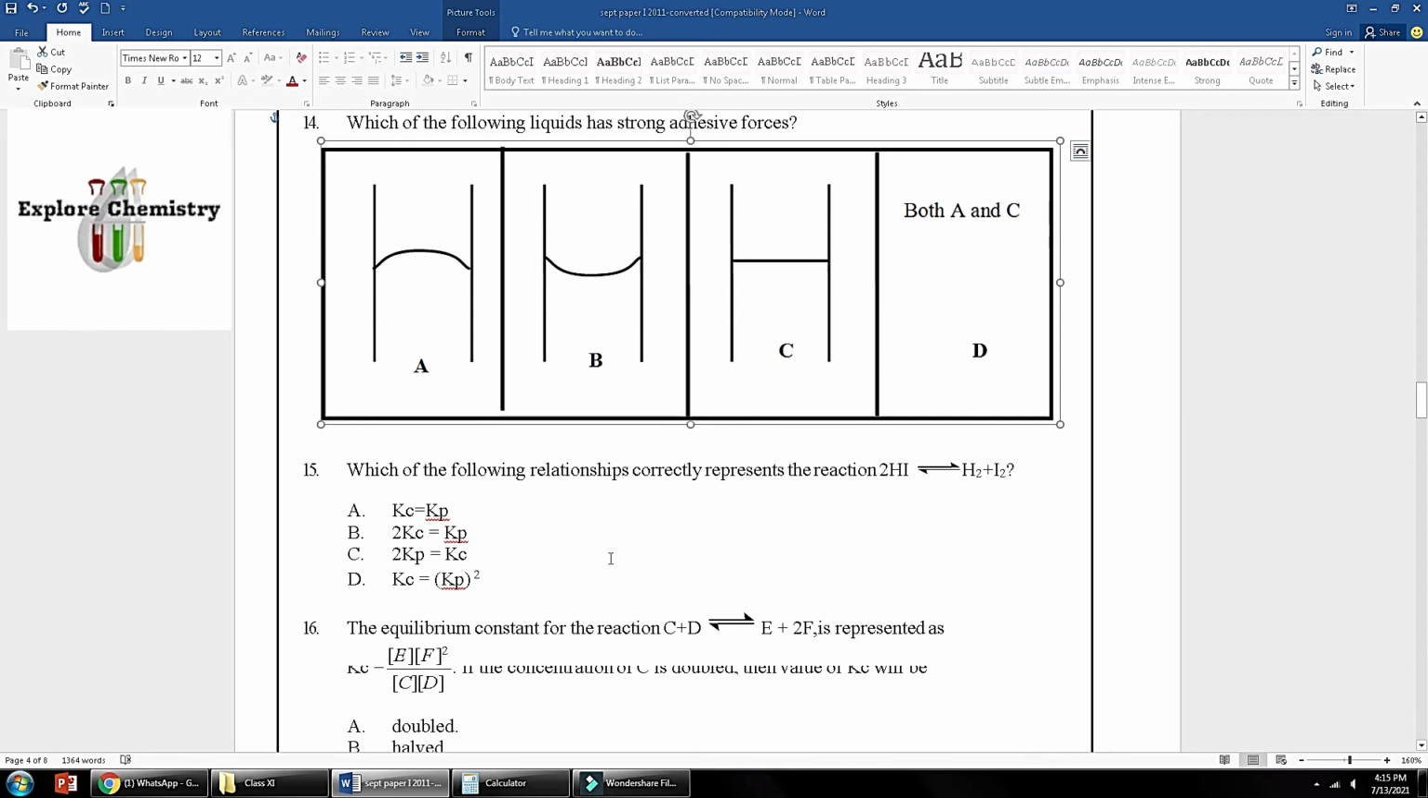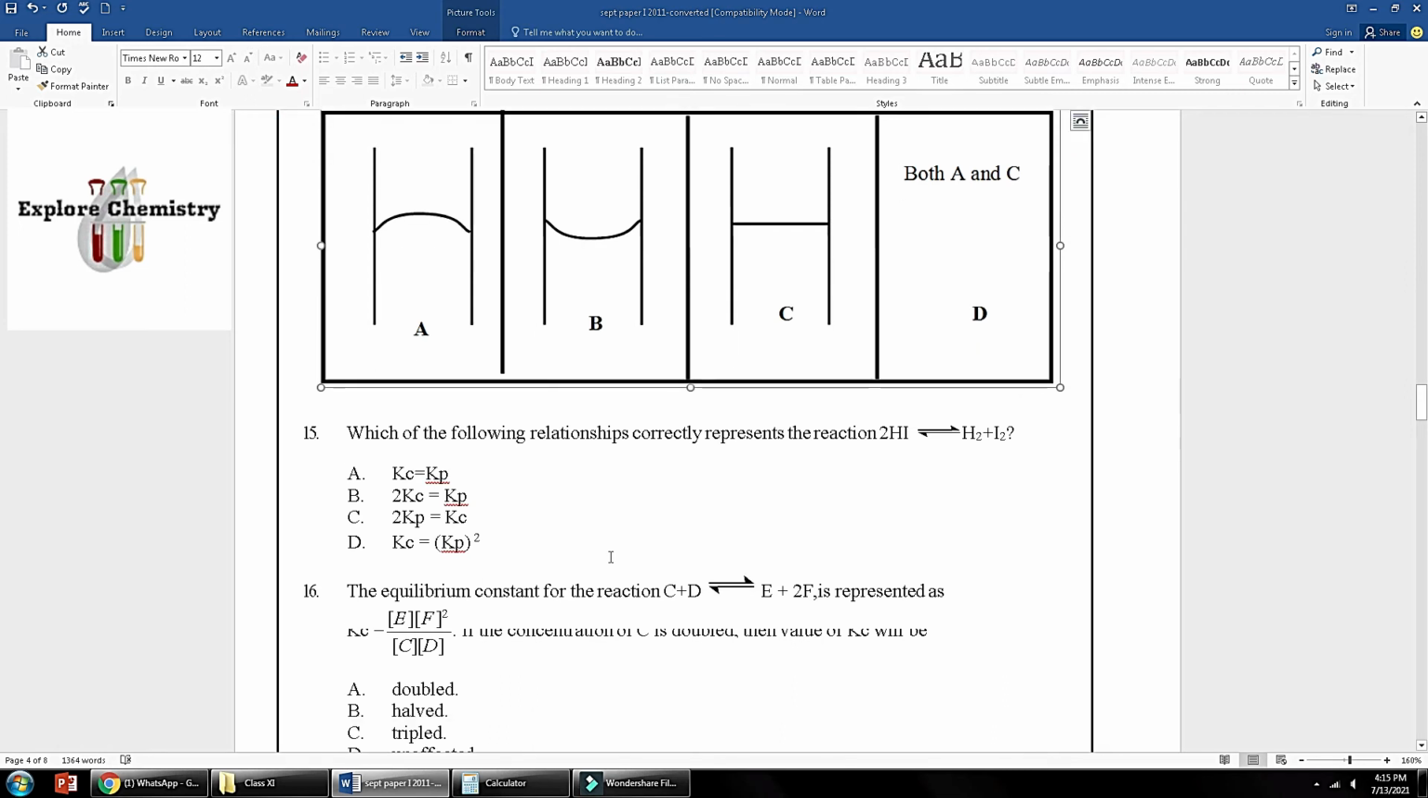Number 15, which of the following relationships correctly represent the reaction? In this reaction, number of moles of reactants and number of moles of products are equal. 2 moles of reactants and 1 plus 1, 2 moles of products. Delta N value is 0 over here, and whenever delta n value is 0, Kp is always equal to Kc. So this is the correct answer.